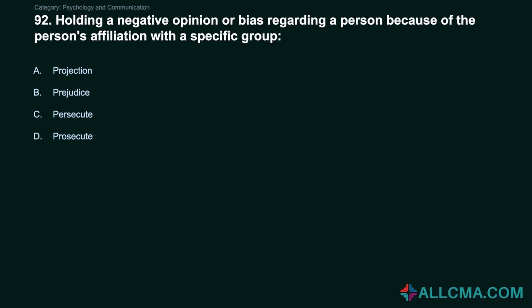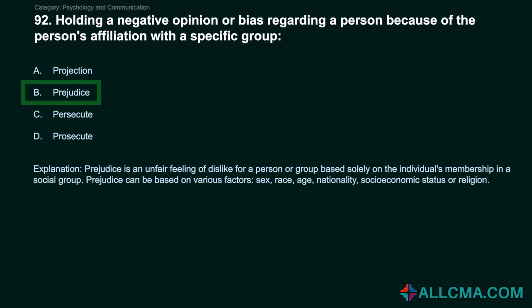92. Holding a negative opinion or bias regarding a person because of the person's affiliation with a specific group. A. Projection. B. Prejudice. C. Persecute. D. Prosecute. Correct answer: B. Prejudice. Prejudice is an unfair feeling of dislike for a person or group based solely on the individual's membership in a social group. Prejudice can be based on various factors: sex, race, age, nationality, socioeconomic status, or religion.